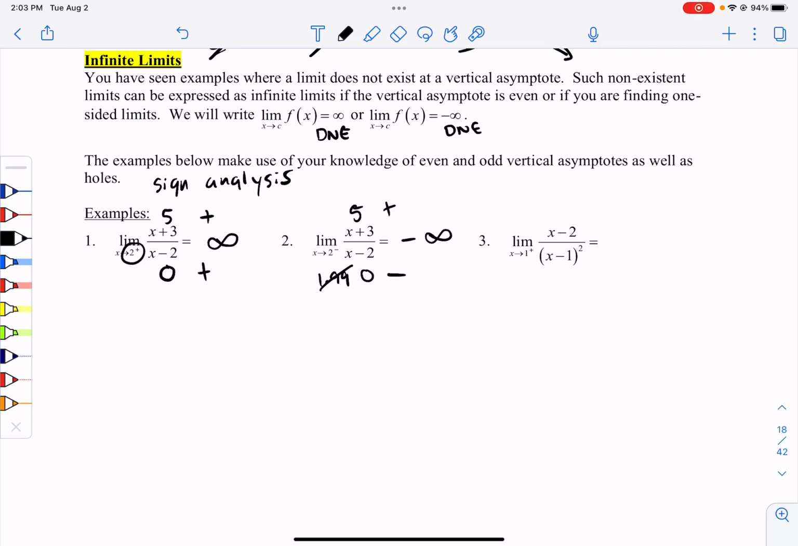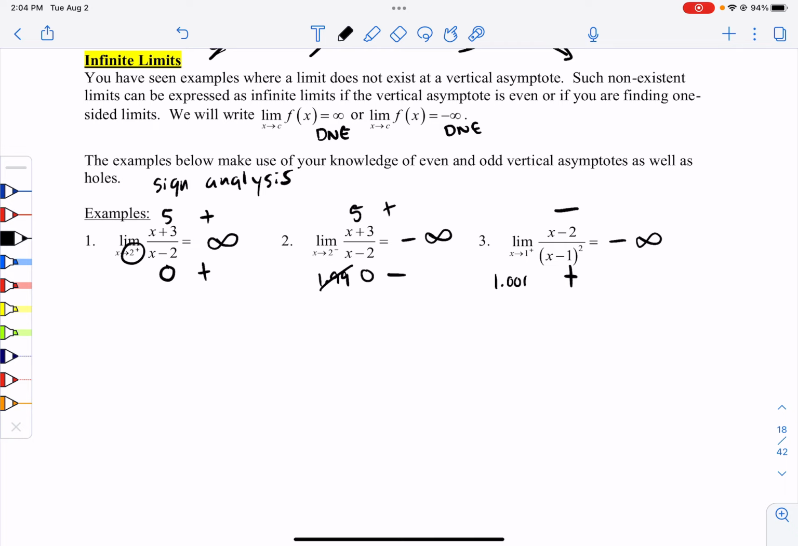Okay, now number 3. Limit as x approaches 1 from the right. So a number a little bit bigger than 1. When I plug that in on top, I end up with a negative number because 2 is bigger than 1. When I plug that in on the bottom, so let's say the number is like 1.001, and then I minus 1, I get a little tiny number, and then I square it. But whatever happens, it's a positive number. So I have a negative on the top and a positive on the bottom. So that means I have a vertical asymptote, and I'm going to negative infinity.